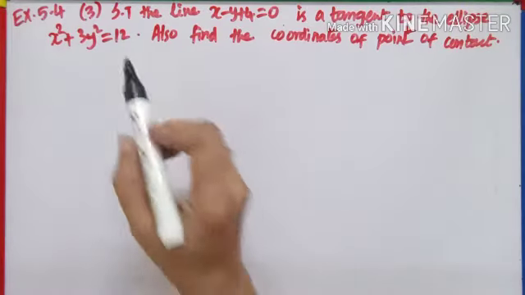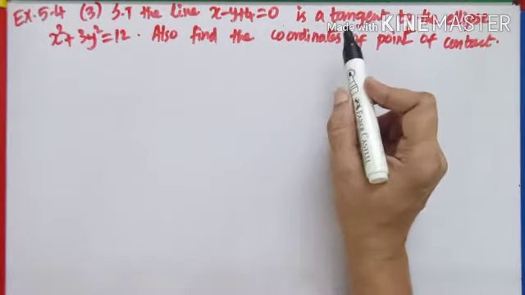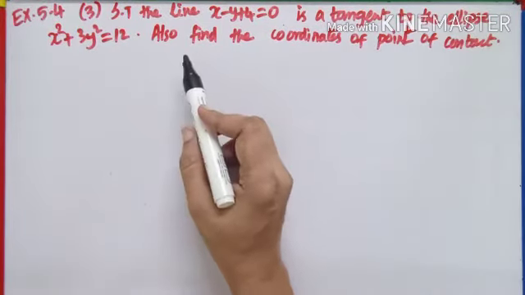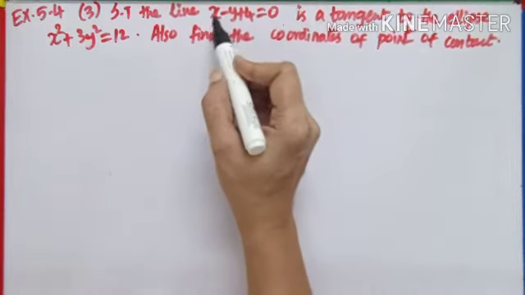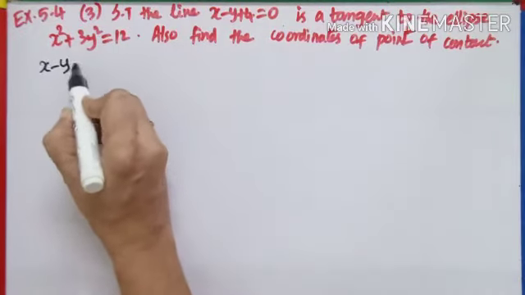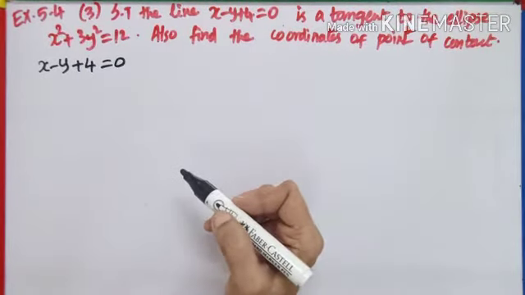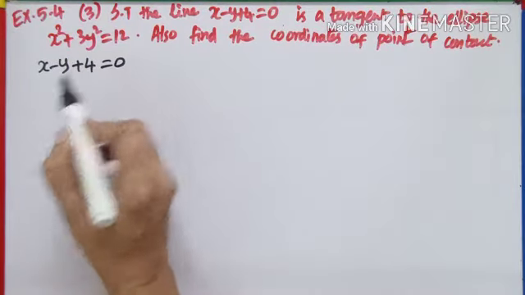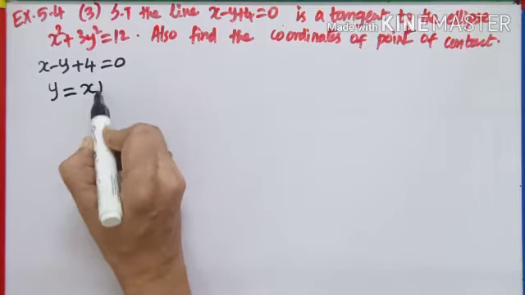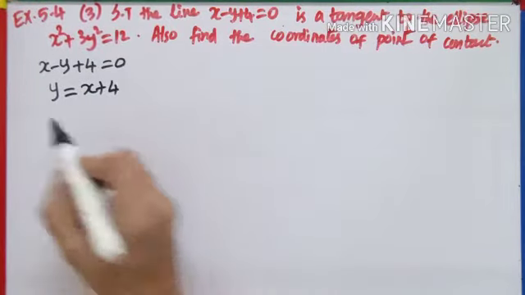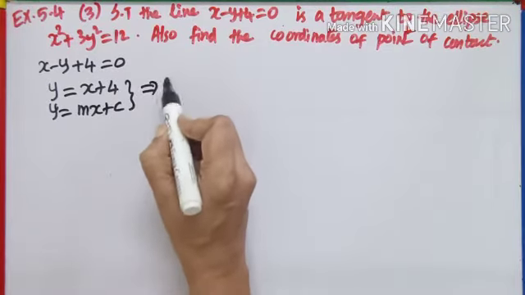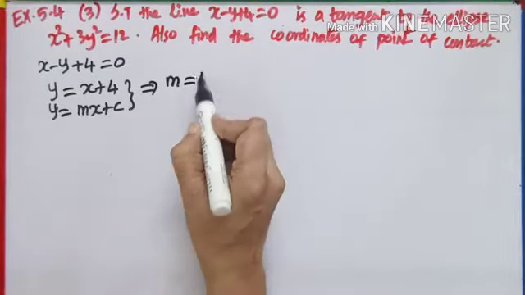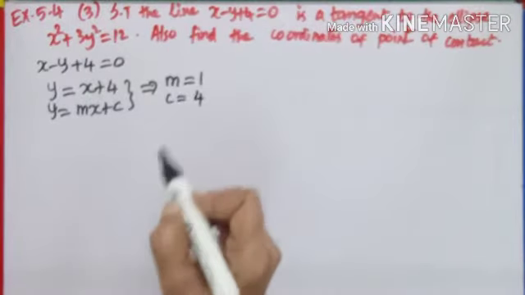Exercise 5.4, question number 3. Show that the line is a tangent to the ellipse. Also, find the coordinates of the point of contact. From the line x minus y plus 4 equal to 0, identify what m and c are. For which, let us rearrange. y equals x plus 4, bringing the terms to the other side. Compare with y equals mx plus c. So it tells me m equals 1 and c equals 4.